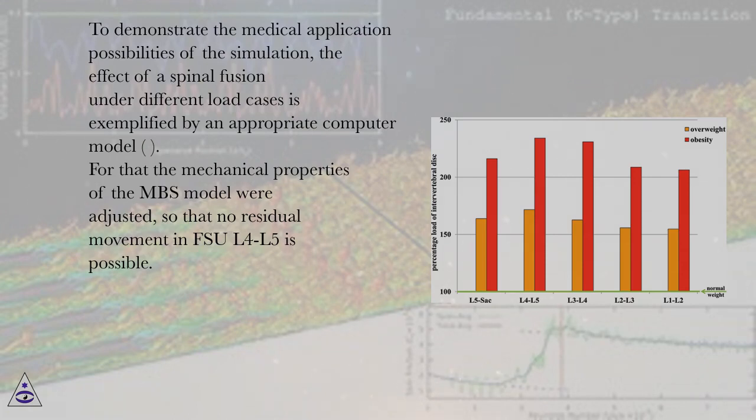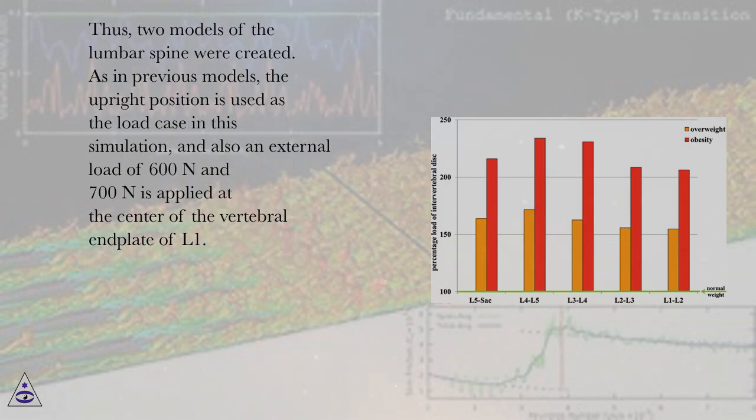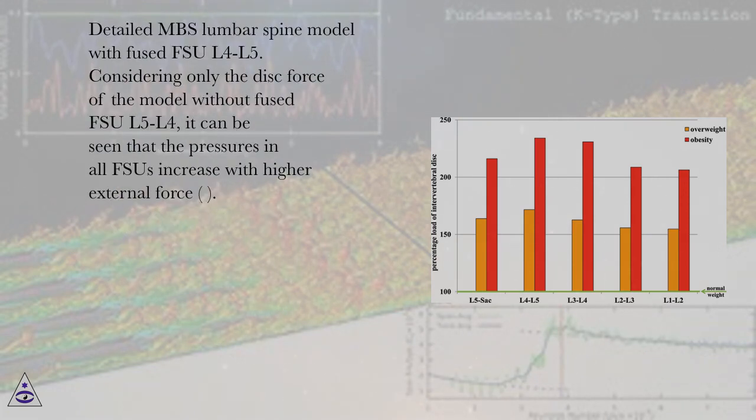For that the mechanical properties of the MBS model were adjusted, so that no residual movement in FSU L4-L5 is possible. Thus, two models of the lumbar spine were created. As in previous models, the upright position is used as the load case in this simulation, and also an external load of 600 N and 700 N is applied at the center of the vertebral end plate of L1. Detailed MBS lumbar spine model with fused FSU L4-L5.